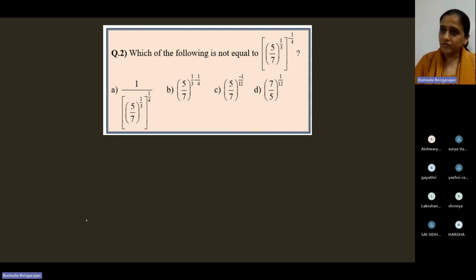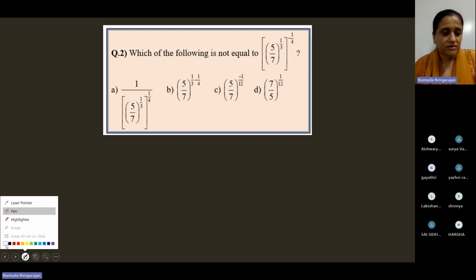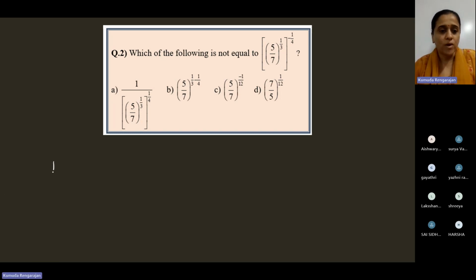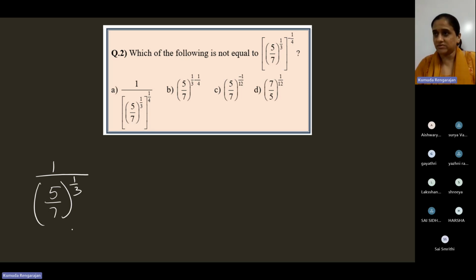Then what do you do with the rest of it? You should take the reciprocal of the base. So what's the base there? 5 by 7 to the power 1 by 3. This, the rest of it, this one, this is the base. Write the reciprocal of the base. How do you write the reciprocal of the base? 1 over whatever is the base. So 1 over 5 by 7, the whole power 1 by 3. This is the reciprocal of the base.